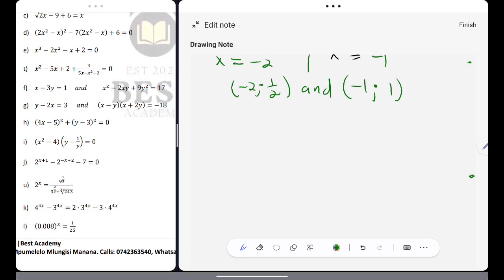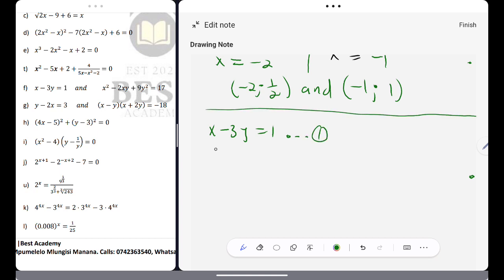I'll write it here. It says x minus 3y is equal to 1. This is my first equation. My second equation is x squared minus 2xy plus 9y squared is equal to 17. This is my second equation. Just pause the video and do this on your own. Okay.